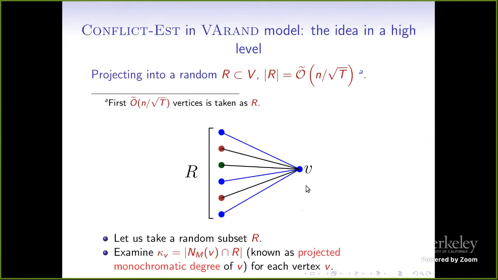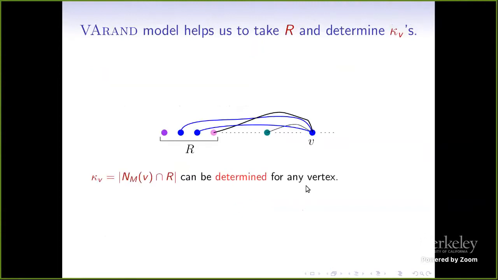And the main observation is this quantity kappa V can be computed in the vertex arrival stream, because the set R is the first set of n by root t vertices. We start the algorithm by storing the colors of all the vertices in the set R, and we are considering vertex arrival stream. So the projected monochromatic degree of any desired vertex V can be computed in this stream.